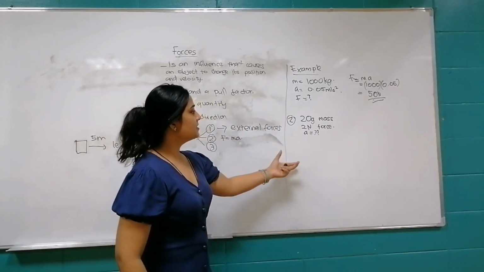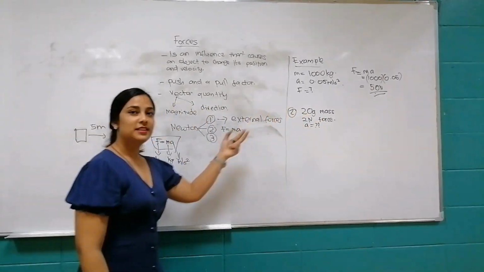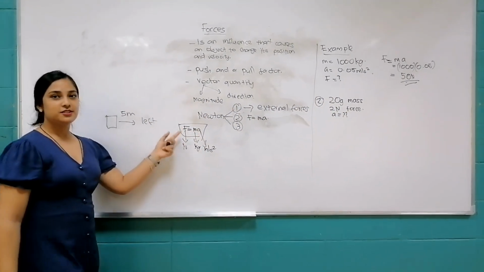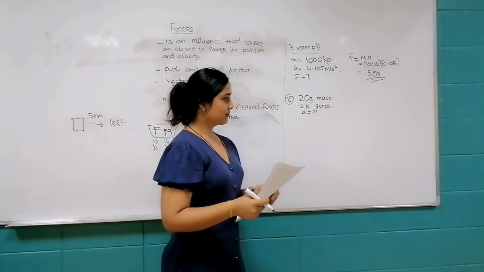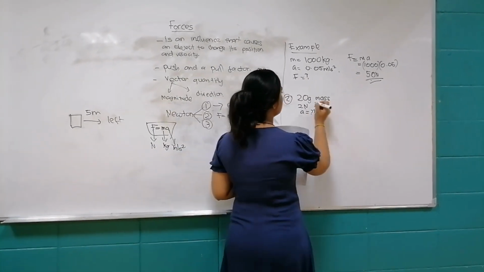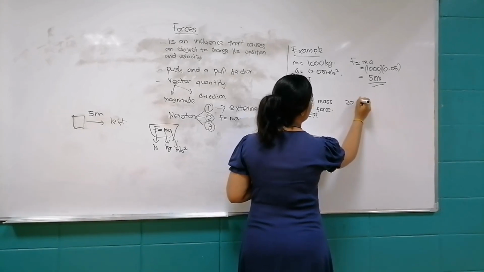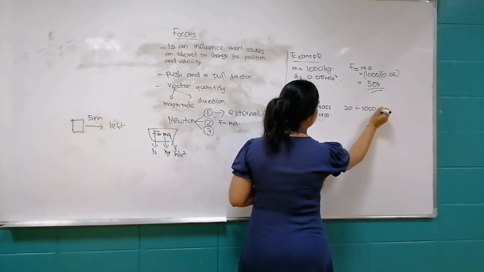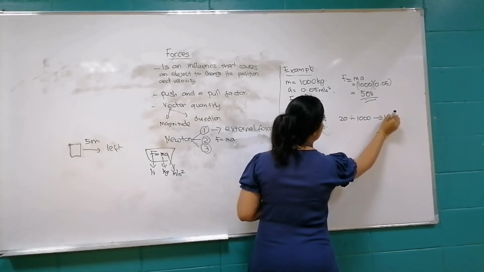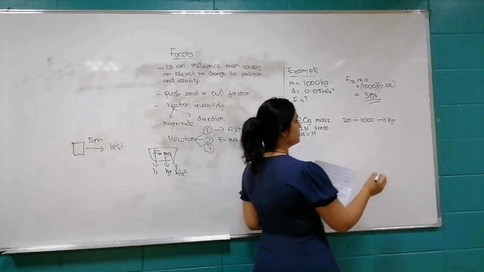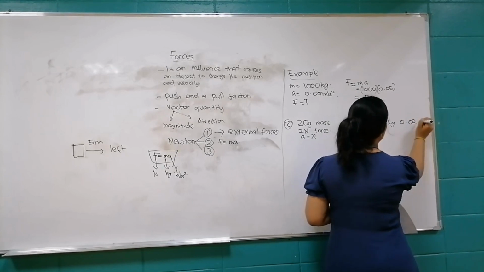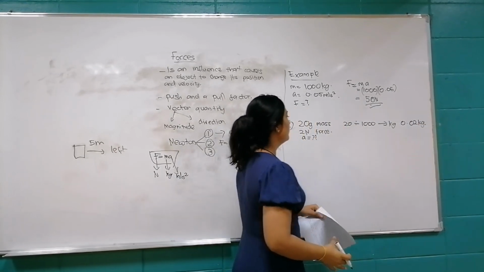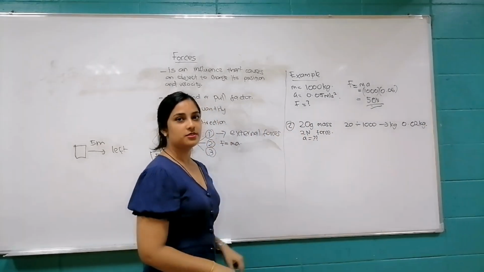Here I can see the mass is given in grams, but the SI unit for mass is kg. So we have to convert grams into kilograms. 20 grams divided by 1000 gives kg. 20 divided by 1000 is 0.02. So the mass is now 0.02 kg and the force is 2 newtons.